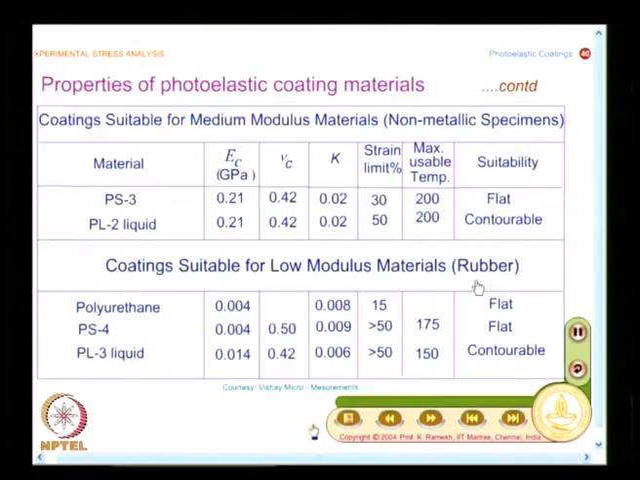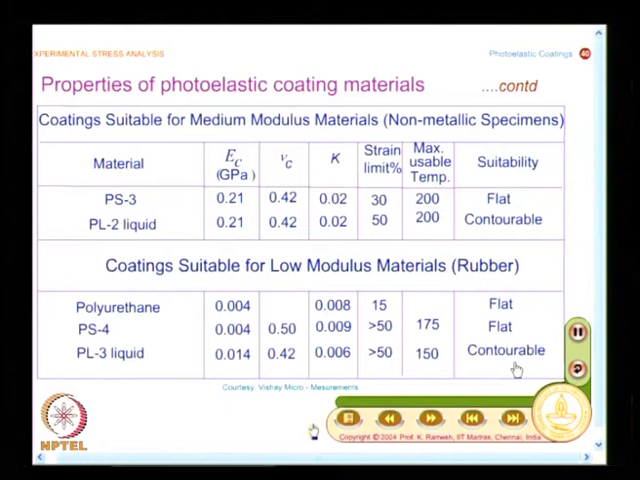So, in tire applications you have to be careful in selecting a suitable coating. What you have here is a low modulus material, and I choose a coating which has a very small Young's modulus, 0.004 GPa, polyurethane, PS4. When you look at strain limits, because rubber can have a very large strain, these are available and applicable even for greater than 50%, and you have flat and contourable types of classification.